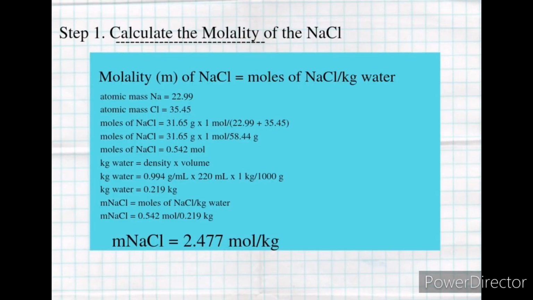Step 1. Calculate the molality of sodium chloride. The molality of sodium chloride equals moles of sodium chloride over kilogram of water. First, we need to determine the moles of sodium chloride. Then, we need to determine the weight of the water in kilograms. Now we can input the values, which equals 2.477 moles per kilogram.